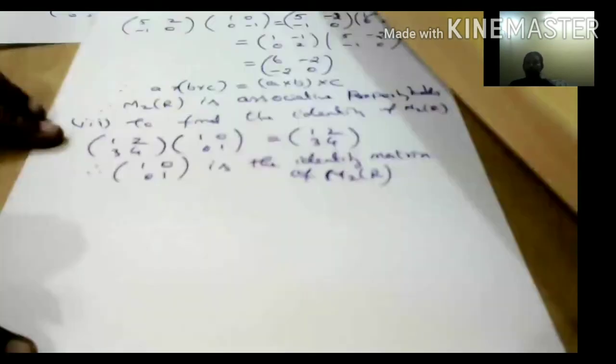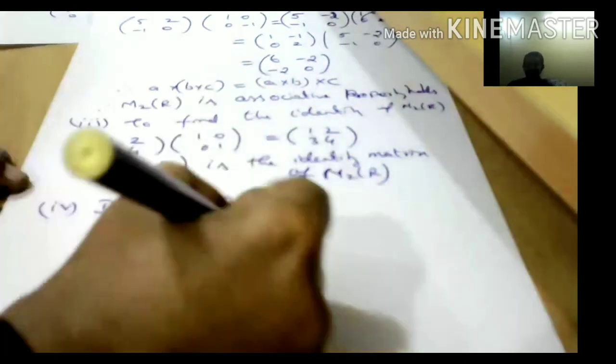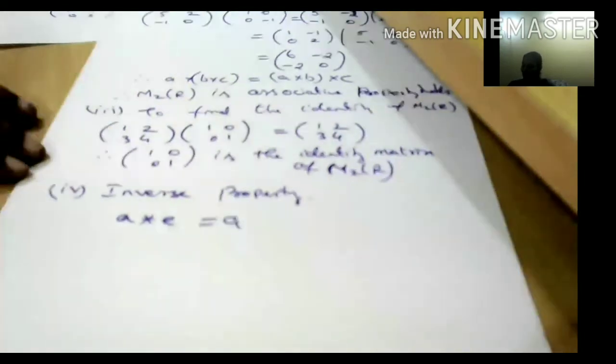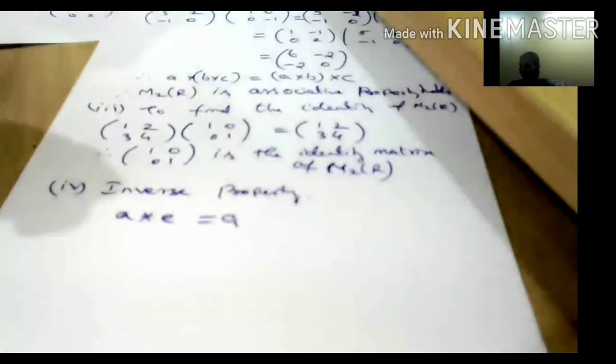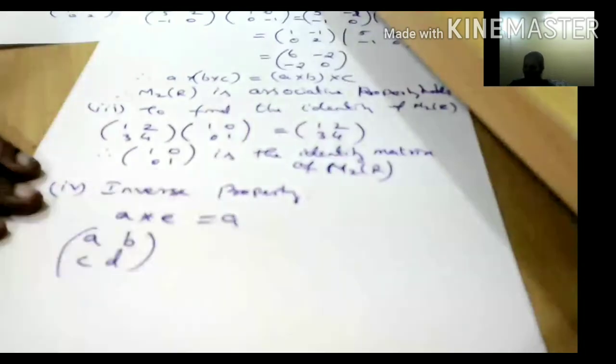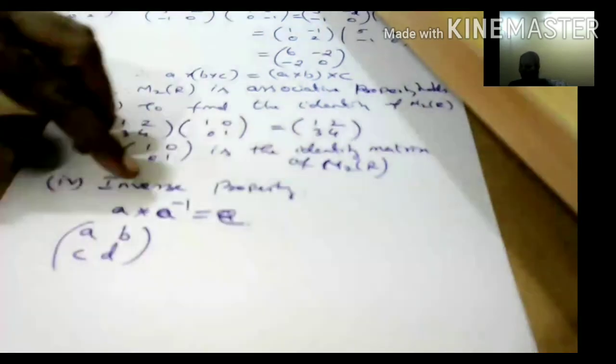So what is the fourth property? We are finding the inverse element. So see here, the inverse property says A star E equal to A. In general, we are taking any matrix like A, B, C, D. So A into A inverse is equal to E. This is the inverse property. A star A inverse is E.